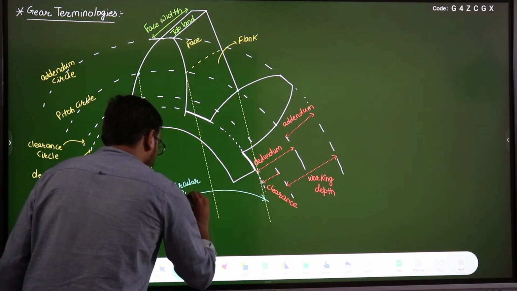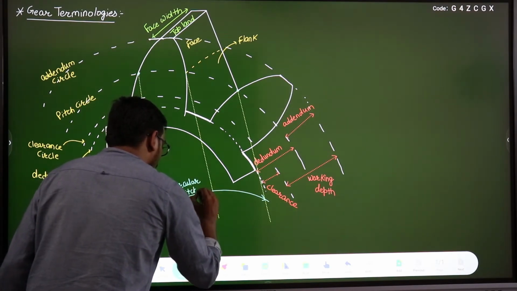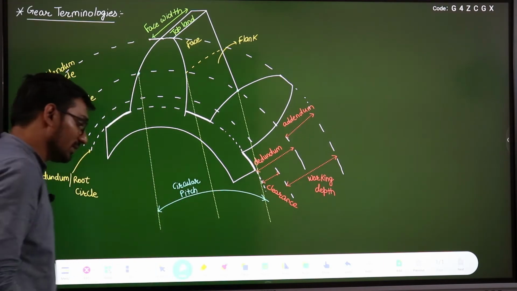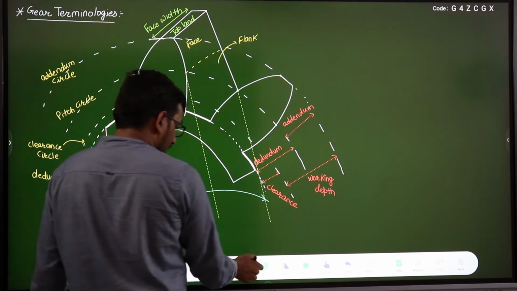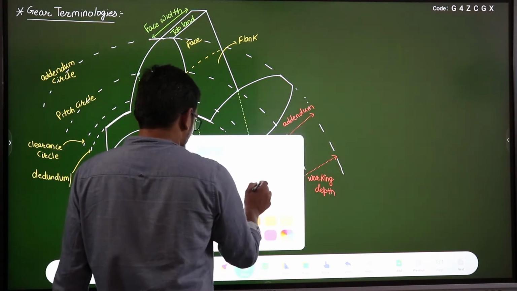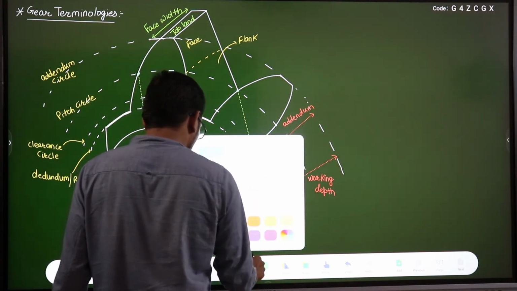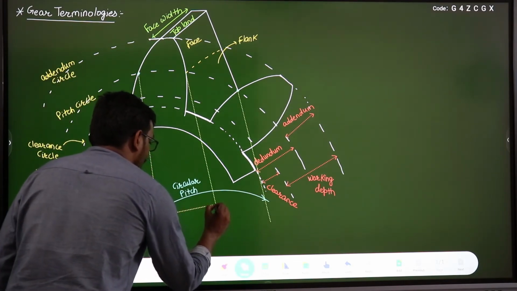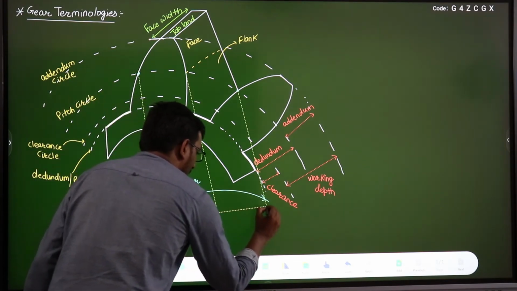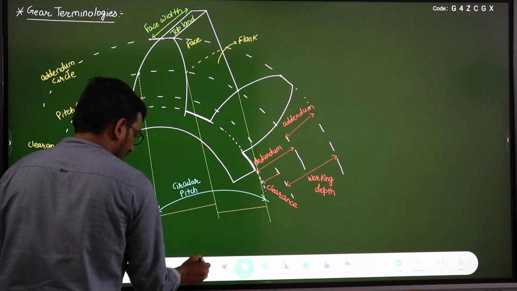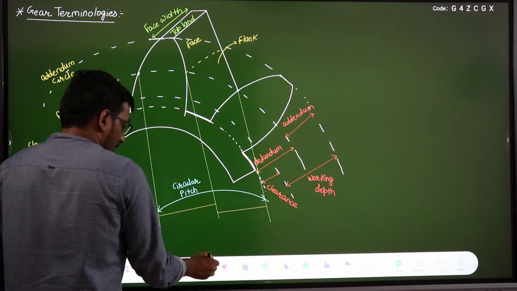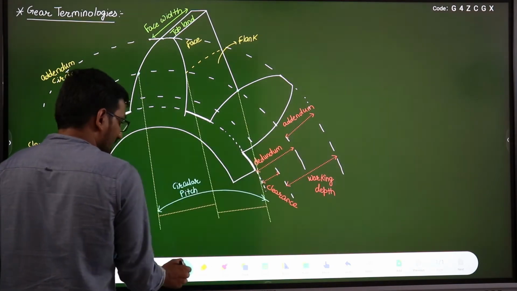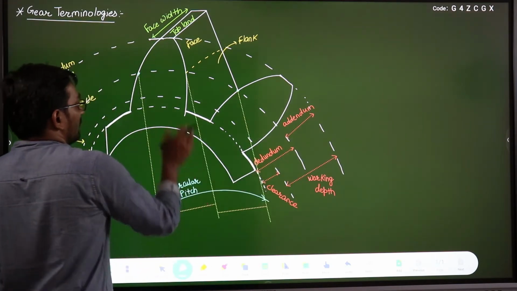Circular pitch is most important in the gear design. We will talk about this. This is known as circular pitch. And we can say the distance between these two lines, these are the distance. So what is this distance?